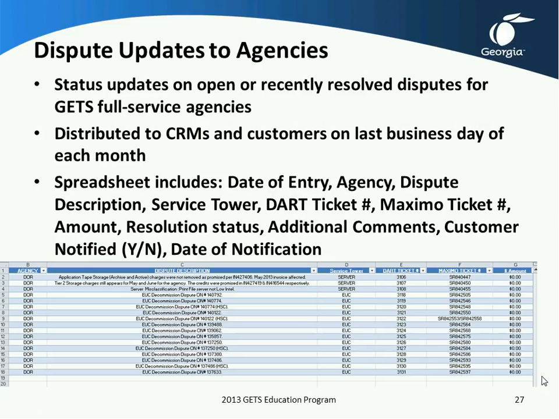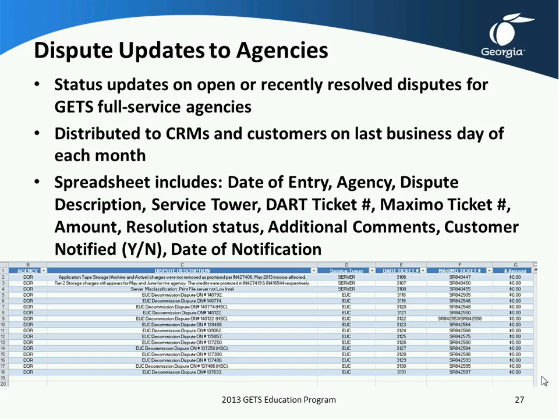The last thing, I think, is dispute updates to agencies. We've had some agencies say, hey, I don't know what's going on with this dispute. So we started creating a status update for each one of the full service agencies. On the last business day of the month, we go in and check the status of disputes that have come in or things that have closed in that month. Right now, it's been distributed to CRMs, but we're going to start including the customers. So both CRMs and customers will get this dispute updated list the last business day of the month.